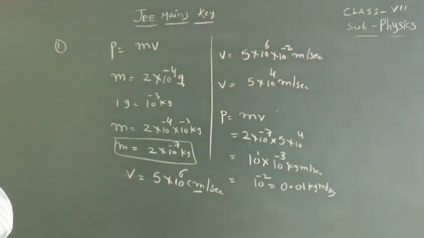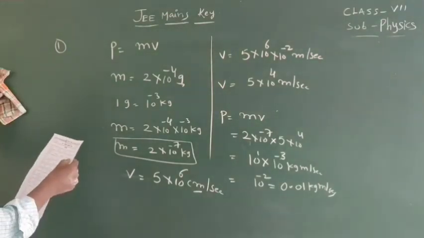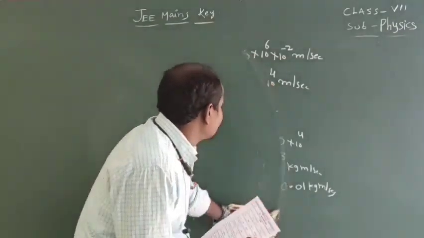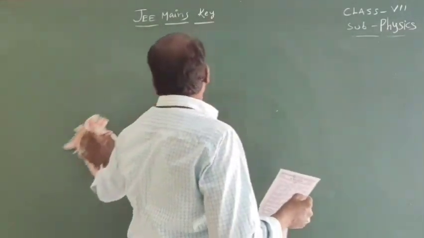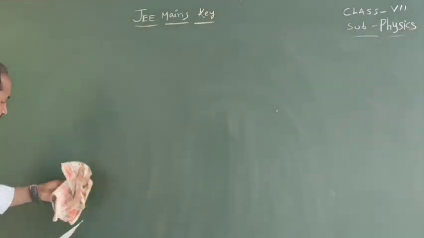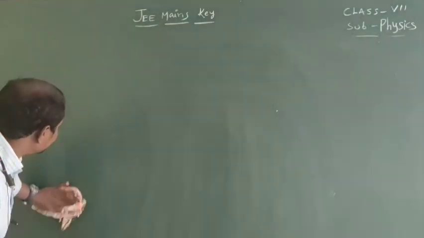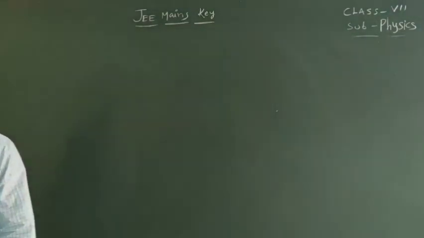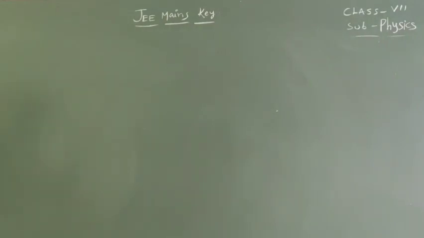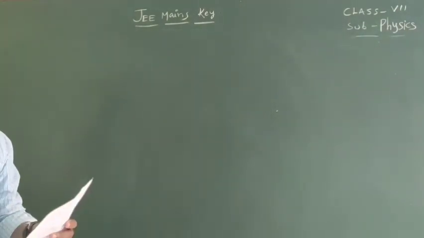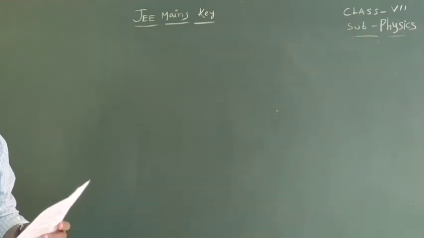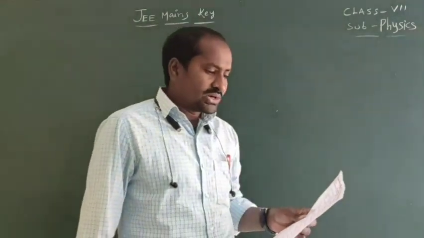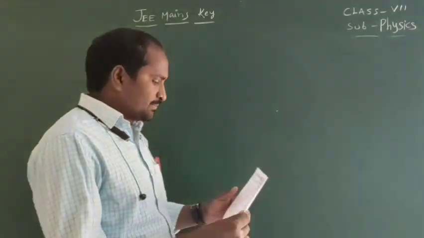Okay. Next one. Question number 2. A body initially at rest means that the initial velocity of the body equals 0. So u equals 0. Next, it accelerates at 2 meter per second square, acceleration a is given, for 2 seconds. At the same time, mass is given, 20 kg. Then find the change in momentum.